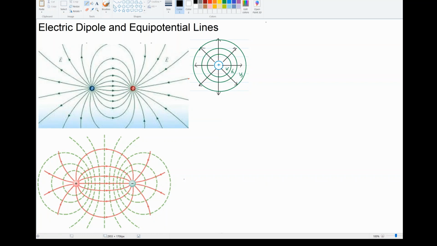So, electric dipole, which is in the title there. An electric dipole is a pair of point charges of equal magnitude and opposite sign, and they're separated by a small distance.